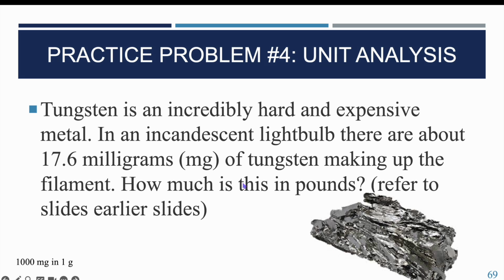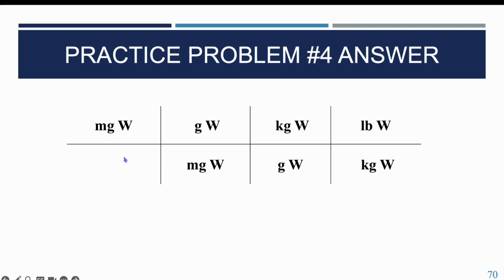So, what we're going to do next is we're going to go ahead and solve this. The first thing that we need to do is we need to make a train track with all of the units that we're going to cancel out. So we have milligrams of tungsten, we have grams of tungsten, and kilograms of tungsten. We know we're starting with milligrams because that's what we began with. That's the information that we have. We know we want to end in pounds of tungsten.